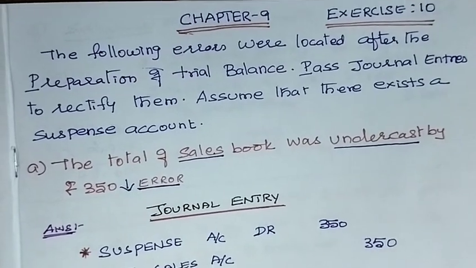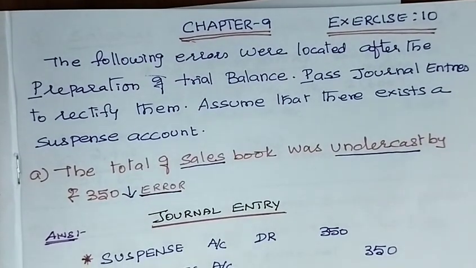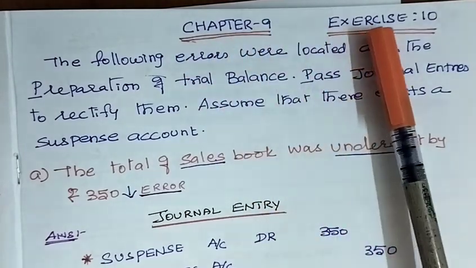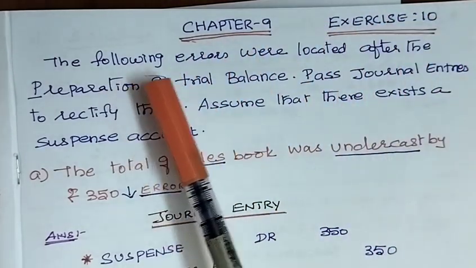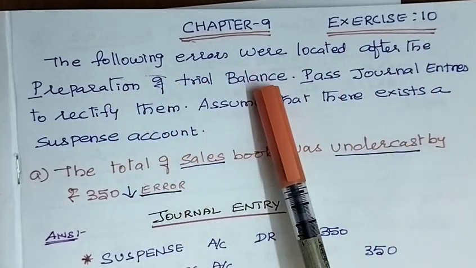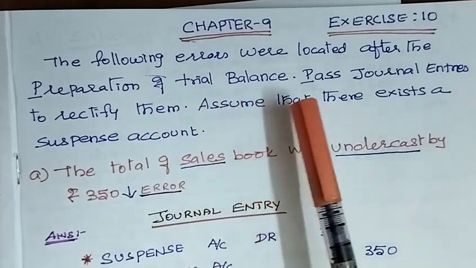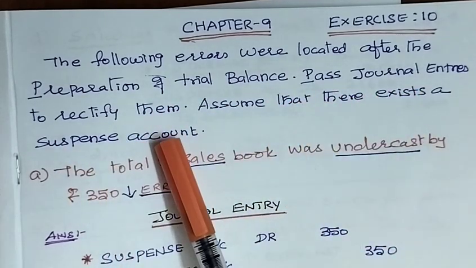In this video, we are going to learn about 11th Standard Accountancy, Chapter 9, Rectification of Errors, Exercise Sum number 10. The following errors were located after the preparation of the trial balance. Pass journal entries to rectify them. Assume that there exists a suspense account.